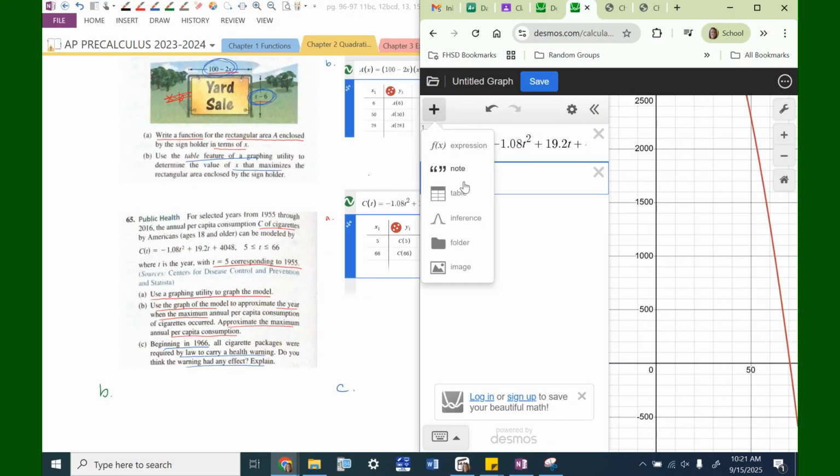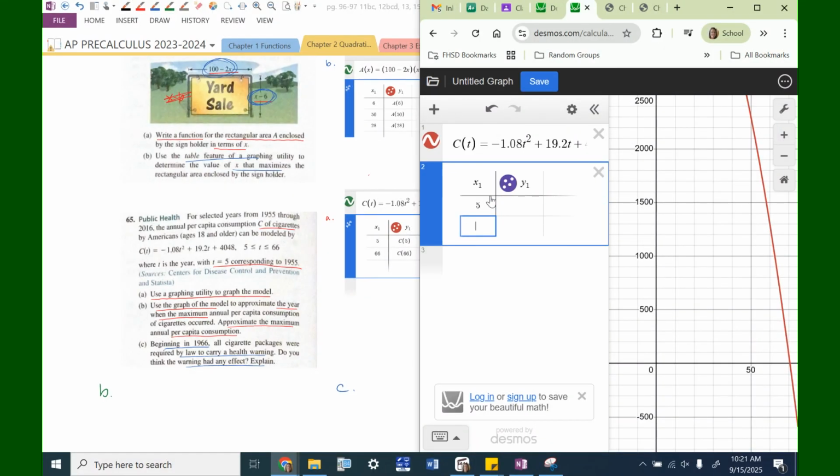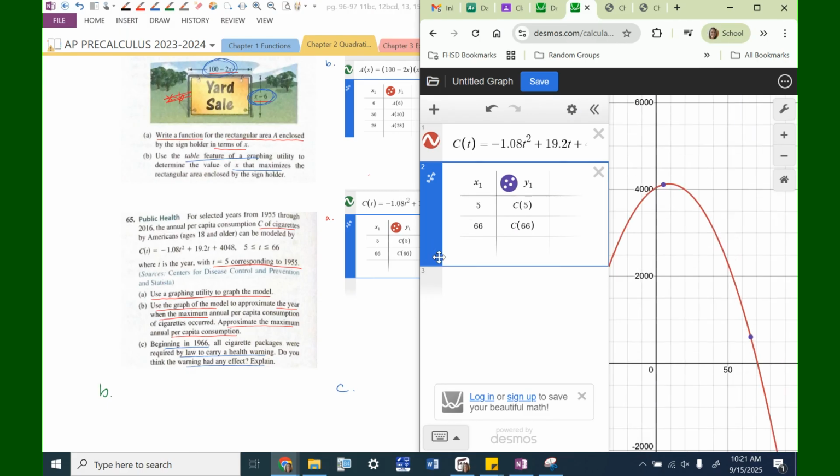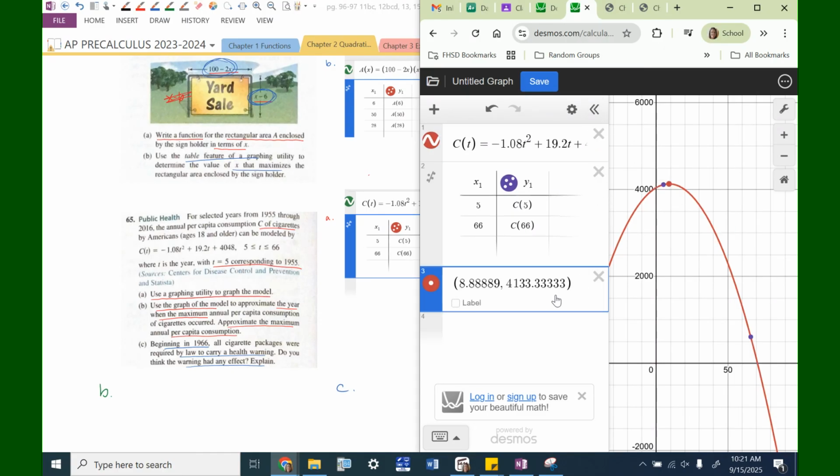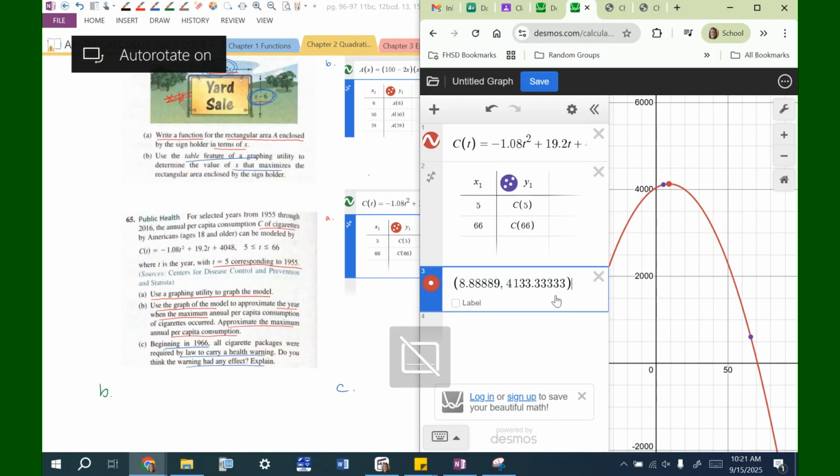I like to zoom fit with the table here. So we're going from 5 to 66. C of 5, C of 66, zoom fit. Determine the year and approximate the maximum per capita consumption. So I'm going to get myself near the vertex here. There it is. And I can't see it very well. There we go. So this is coming out to 8.8 repeating.